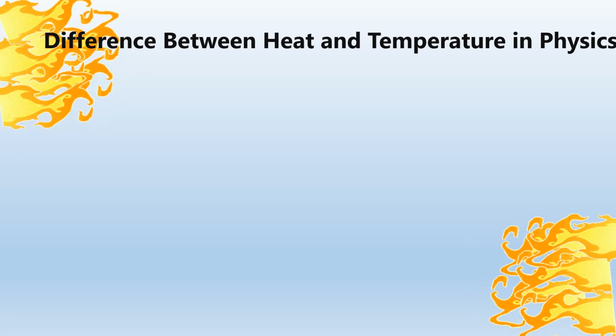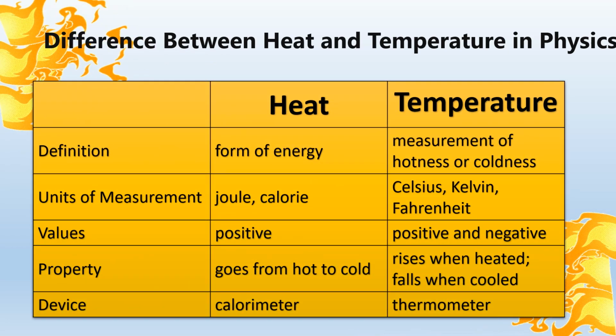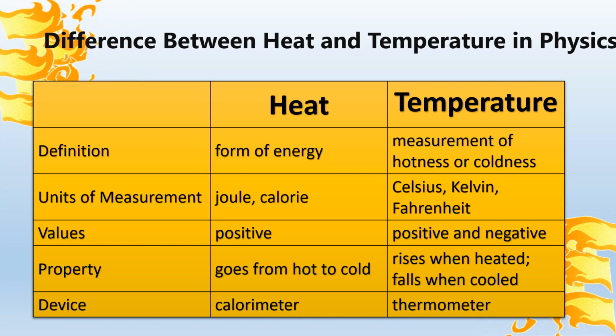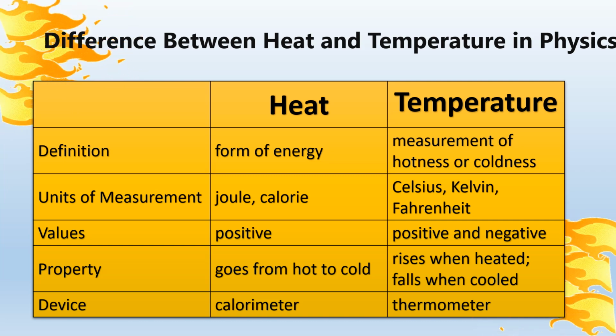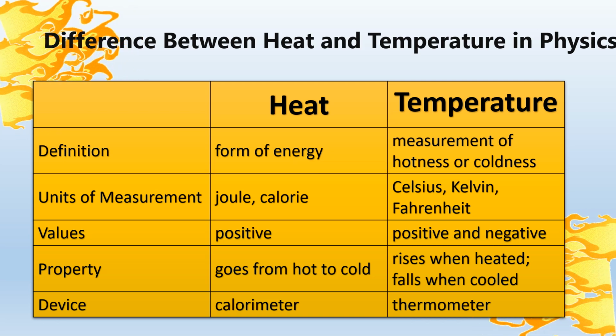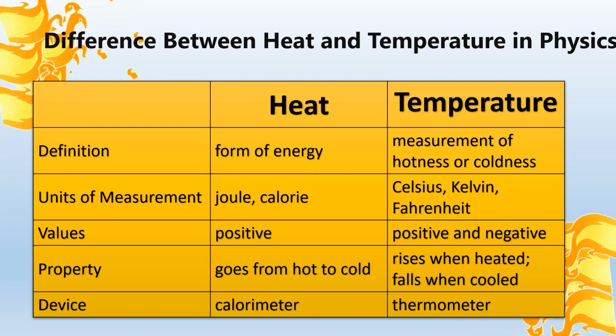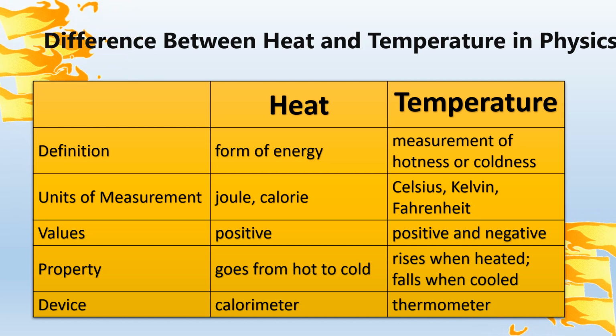So let's quickly see the differences between heat and temperature in terms of physics. The definition of heat is that it is a form of energy, and temperature is a measurement of hotness or coldness of an object. The unit of measurement of heat is joule or calorie, and the unit of temperature is Celsius, Kelvin, Fahrenheit.